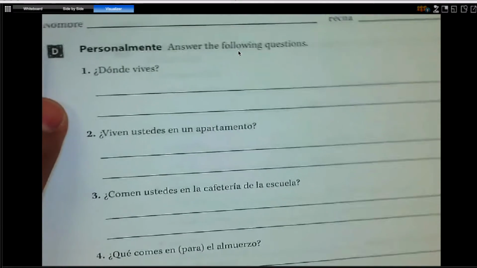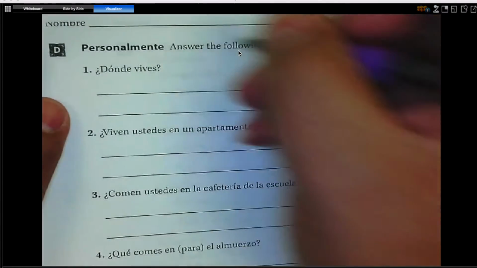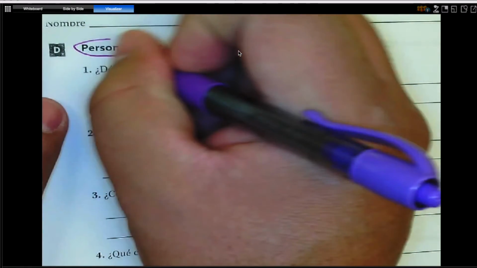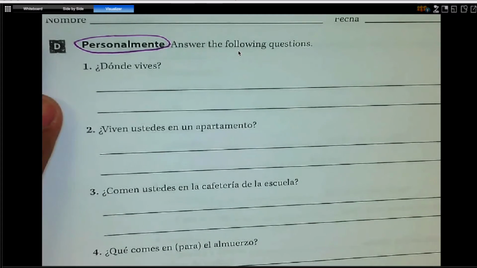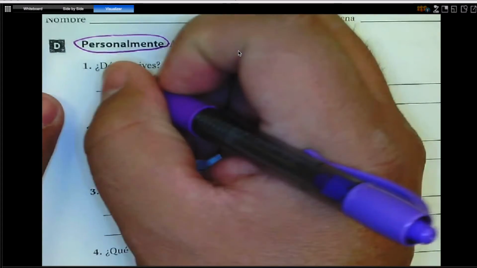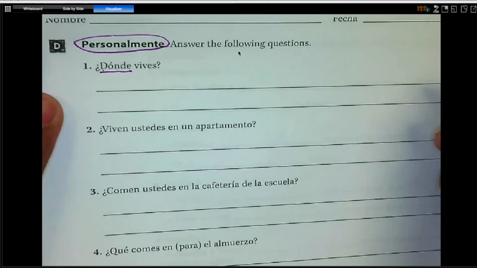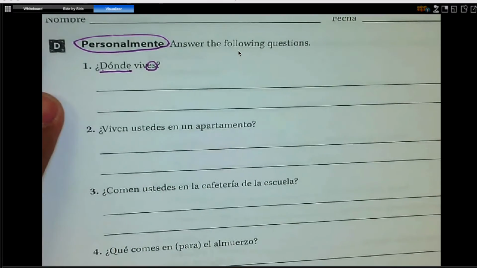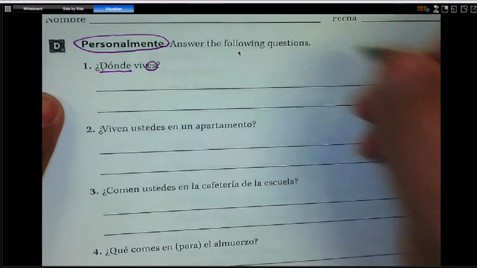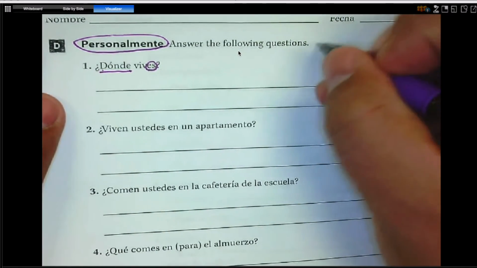All right, so we're going to go to D, right? D is a little bit of work. It says, so he wants you to answer the following questions personalmente, which just means personally, right? So, ¿dónde vives? is where do you live? So if I'm asking you where do you live, how do you know it's asking you? Because of the ending there. Es is the tú form, right?